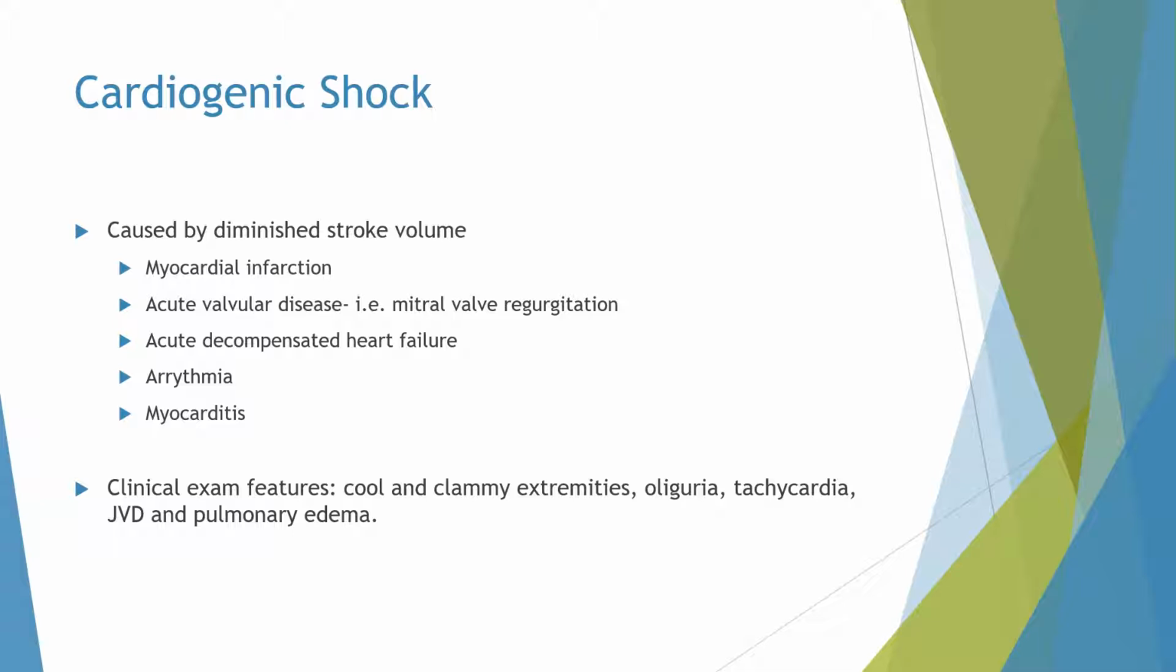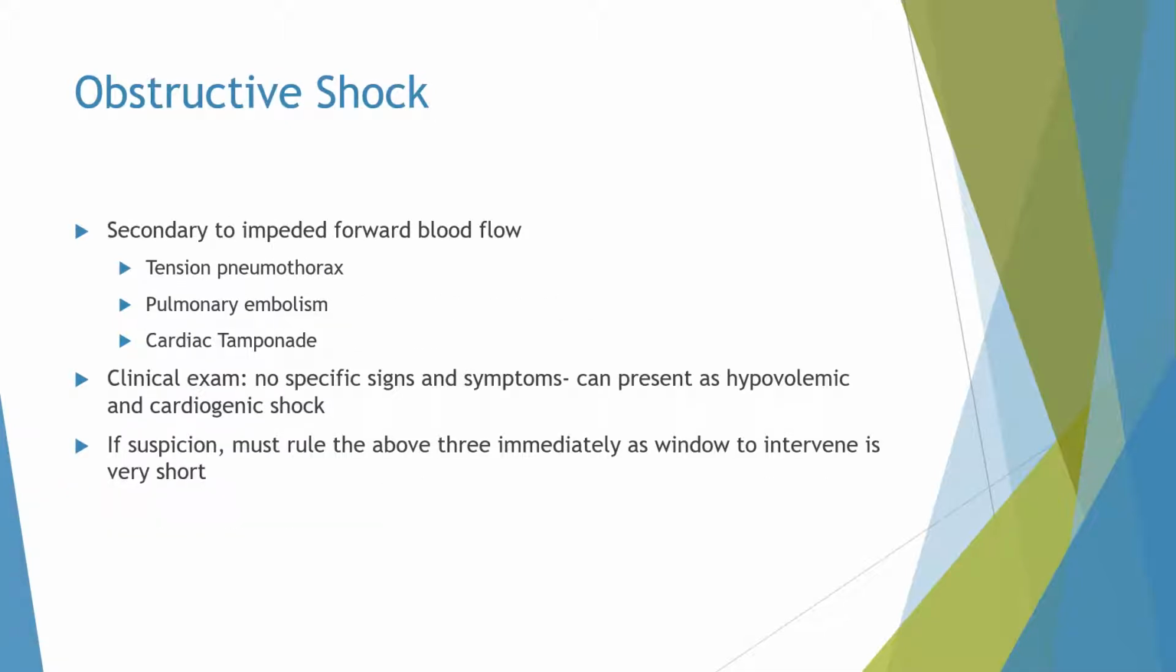Cardiogenic shock occurs when you have a diminished stroke volume. This can occur in cases such as a myocardial infarction, acute valvular disease such as acute mitral valve regurgitation, acute decompensated heart failure, arrhythmias, or myocarditis. Clinically, the patient will have cool and clammy extremities, may have oliguria, tachycardia, and you will often see JVD and pulmonary edema.